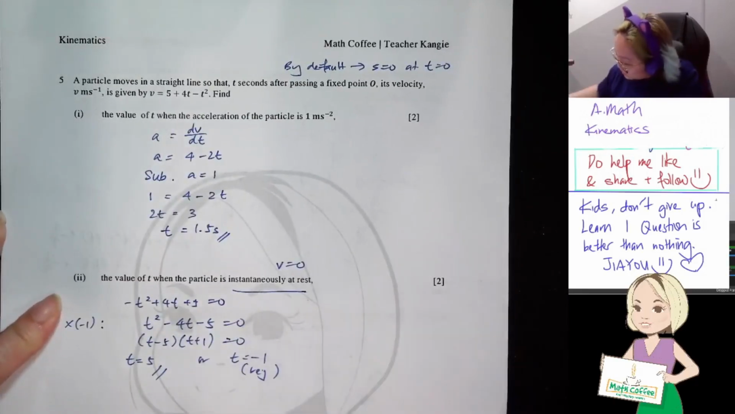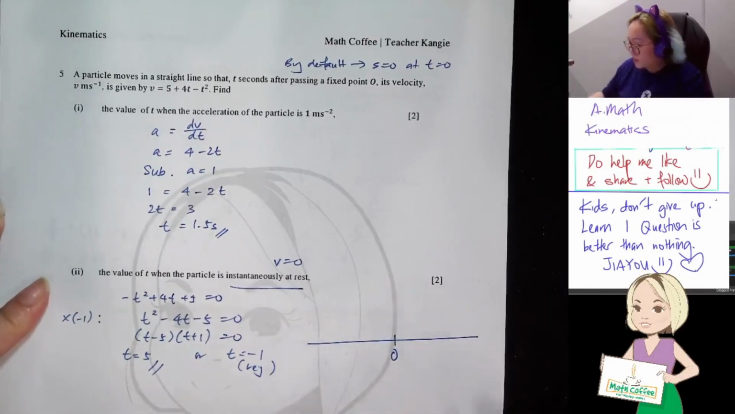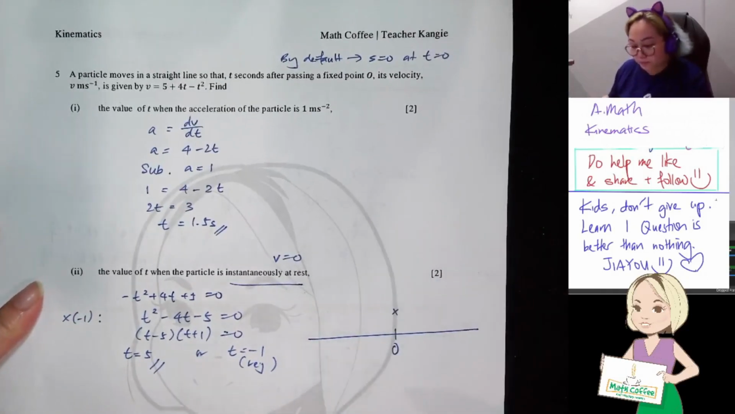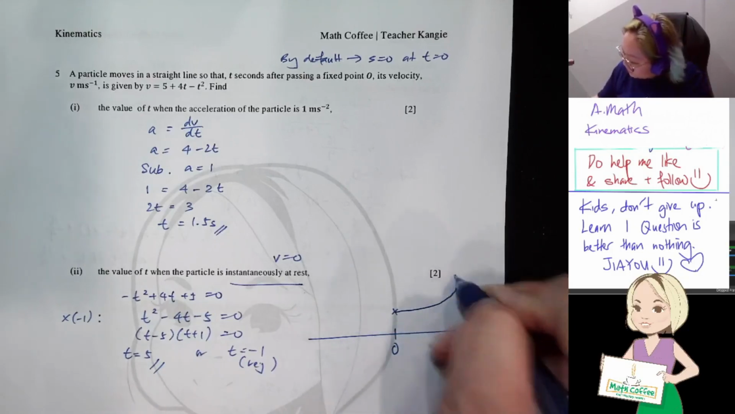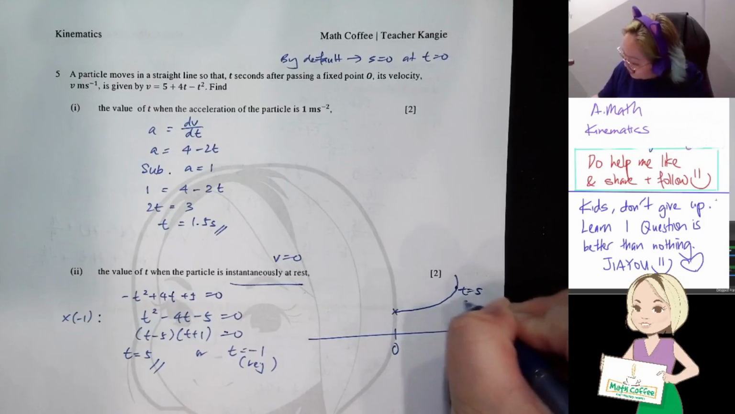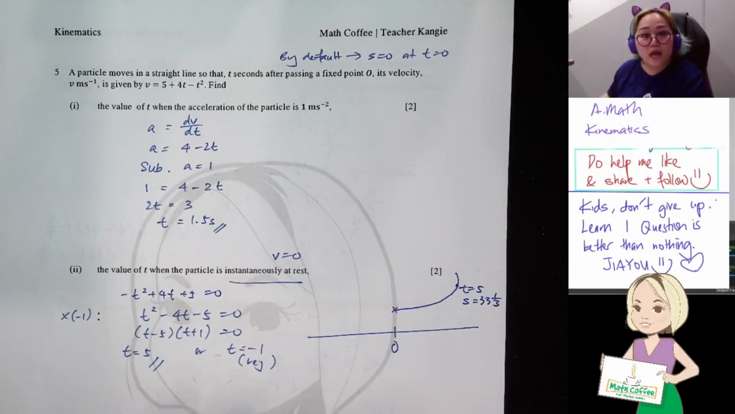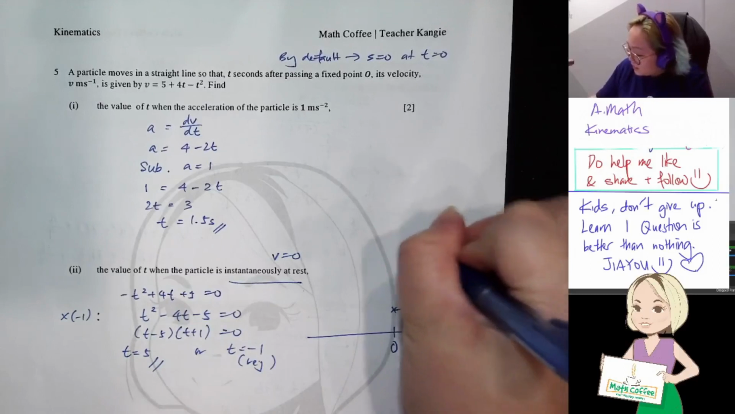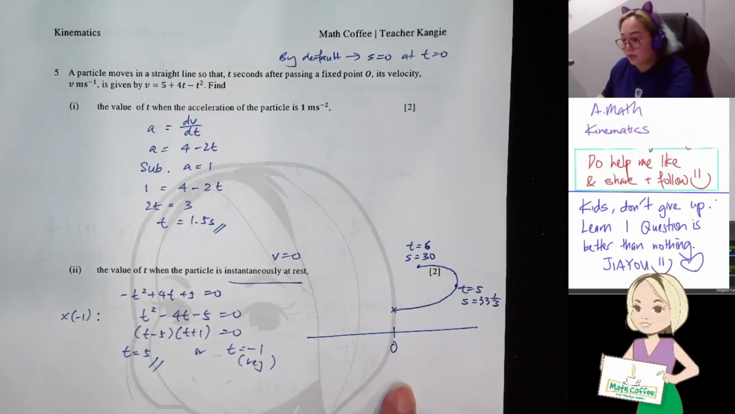This is my starting point. When t equals 0, s equals 0. So that means it starts from here. When t equals 5, s equals 33 1/3. And when t equals 6, it is 30, that means it comes back here. So when t equals 6, my s equals 30. Okay?